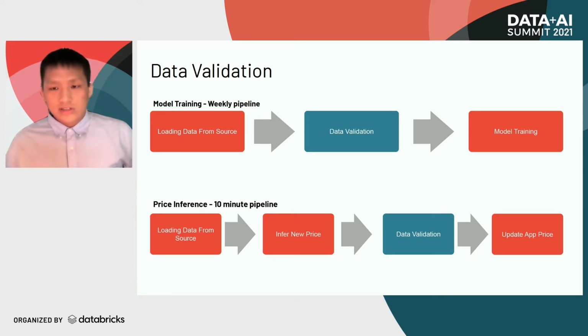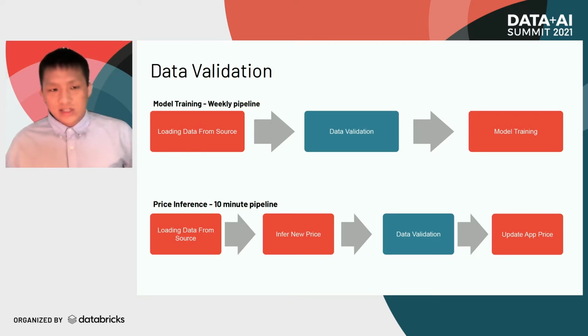So to execute this, first we'll have a model training pipeline, and this can run on a weekly or monthly basis. The point is that this pipeline is not particularly time sensitive. And on the other hand, we'll have an inference pipeline that will be running every 10 minutes to output the new prices. And for this one, we need a lightweight data validation system that will execute within a reasonable amount of time.